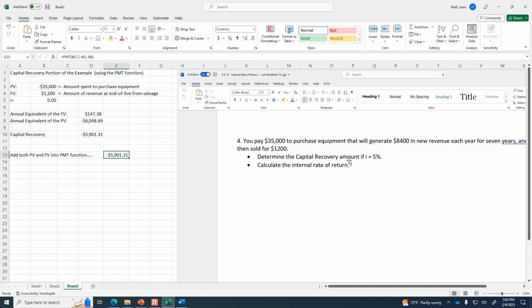Now let me pause for a minute and then allow you to calculate the internal rate of return. So internal rate of return, remember, is we set up this spreadsheet. We play around with the interest rate until the present value is equal to 0.